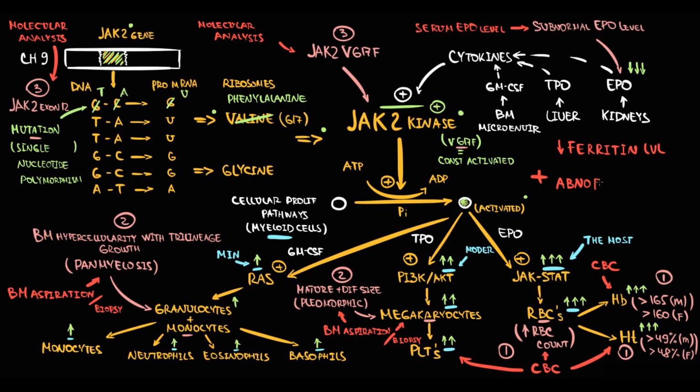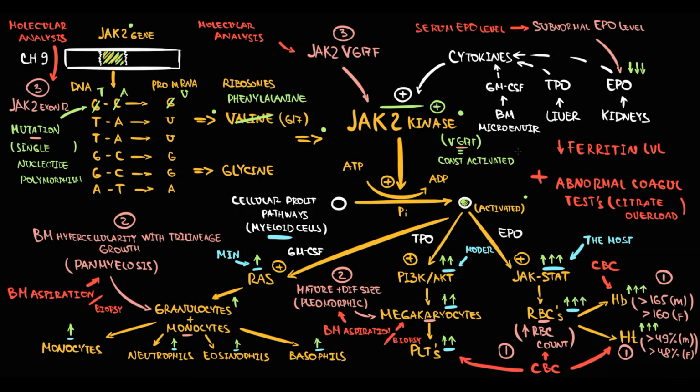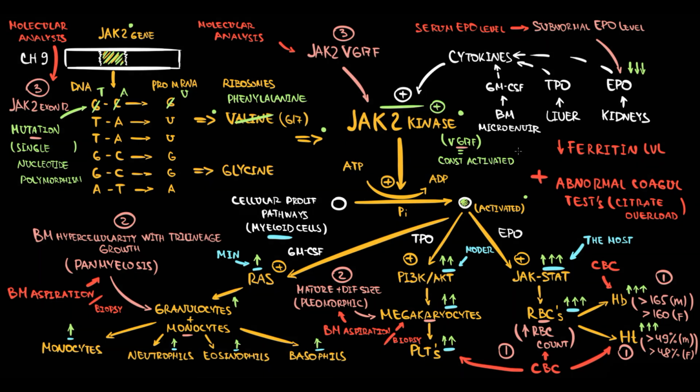And in addition to this, we have to note that in polycythemia, the coagulation tests are not working properly. And the reason is that during coagulation studies, the increase in red blood cells causes citrate overload that causes significant alterations in results of coagulation tests.